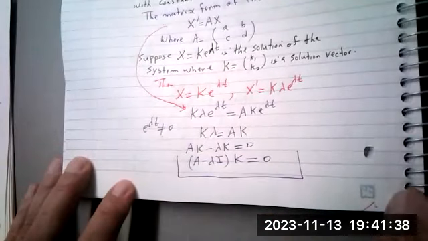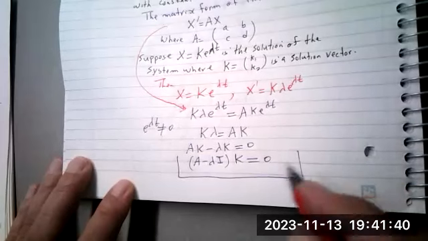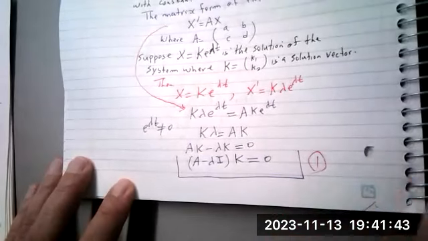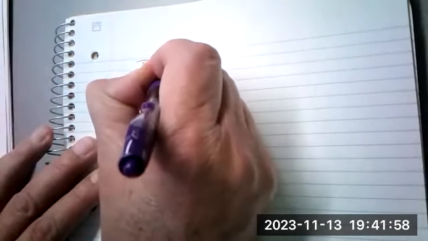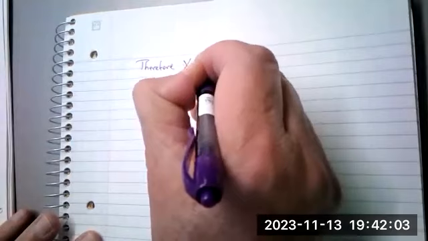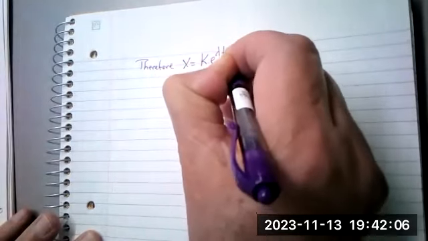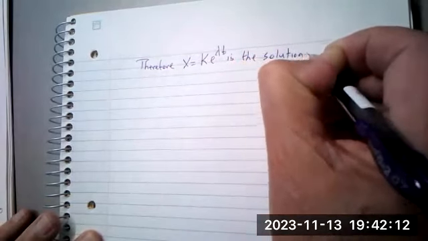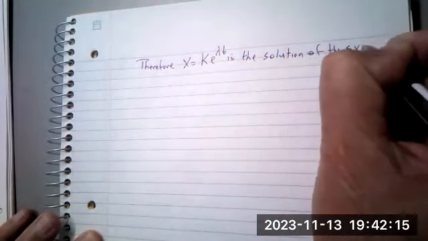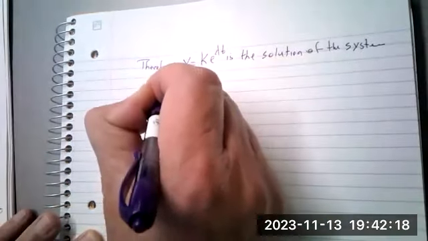Let me just explain. Any question? I want to go to the next page and continue. So I'm going to call this one equation number 1, because I want to refer to it. So far, what we did is this. Therefore, exactly as we did at the beginning of the course for the linear equation, X equal to K e to the lambda t is a solution of the system if it satisfies equation number 1.